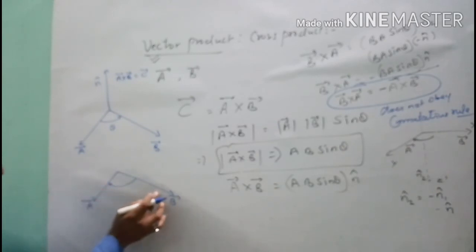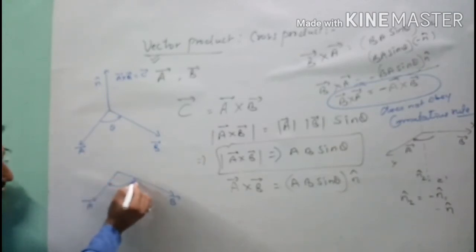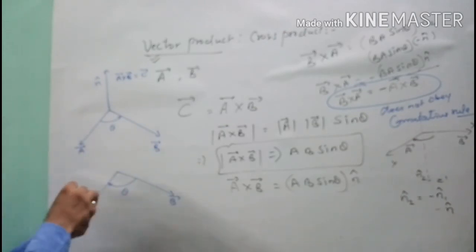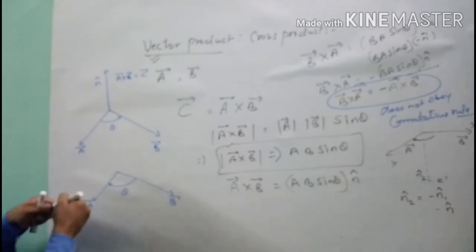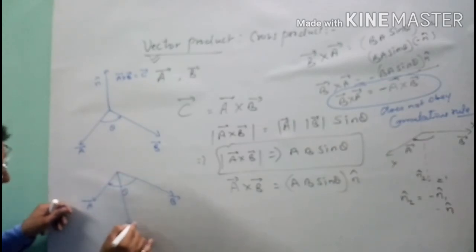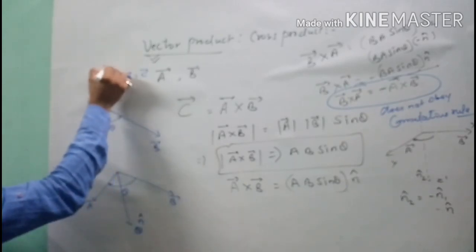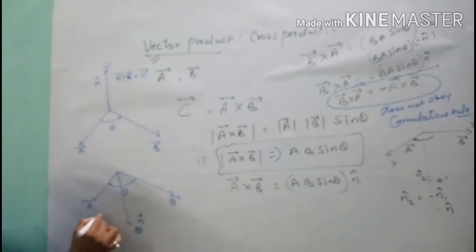But when we talk about the next one, when we try to rotate the screw from vector B to vector A at an angle theta, that time in which direction is the rotation of the screw, student? Clockwise. And when the rotation of the screw is clockwise, it will go down, means normally inward direction. That time the direction of the unit vector will be perpendicular, inward. So this is for inward, this is for outward, and this one is the direction of B cross A.